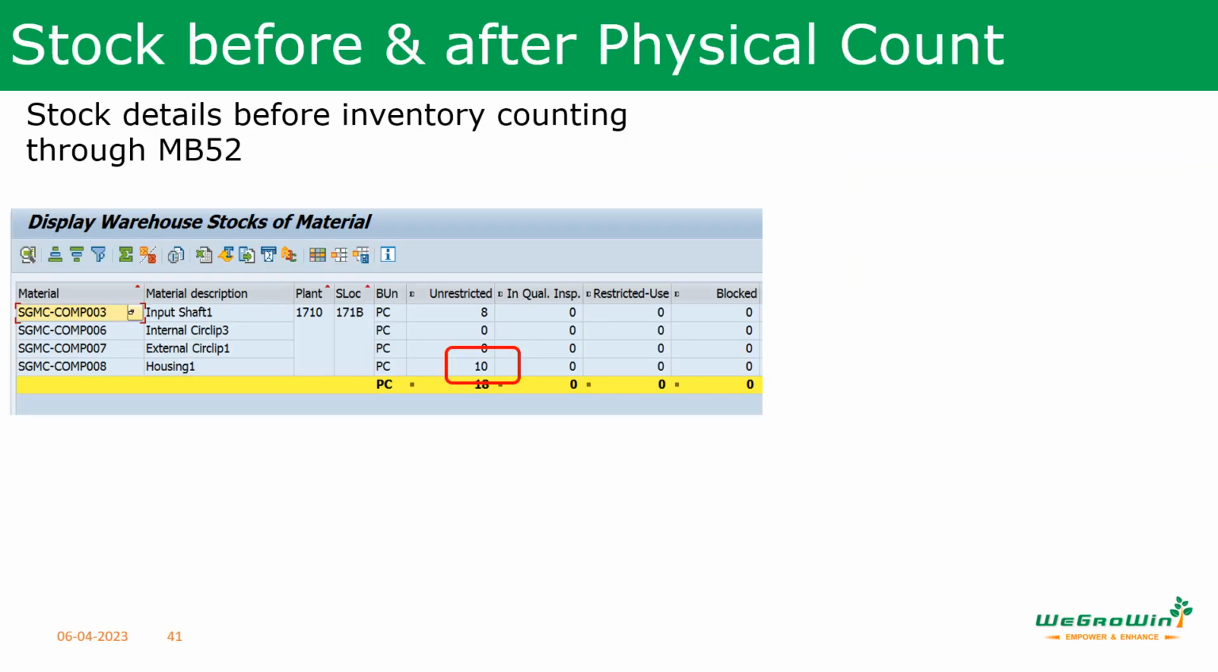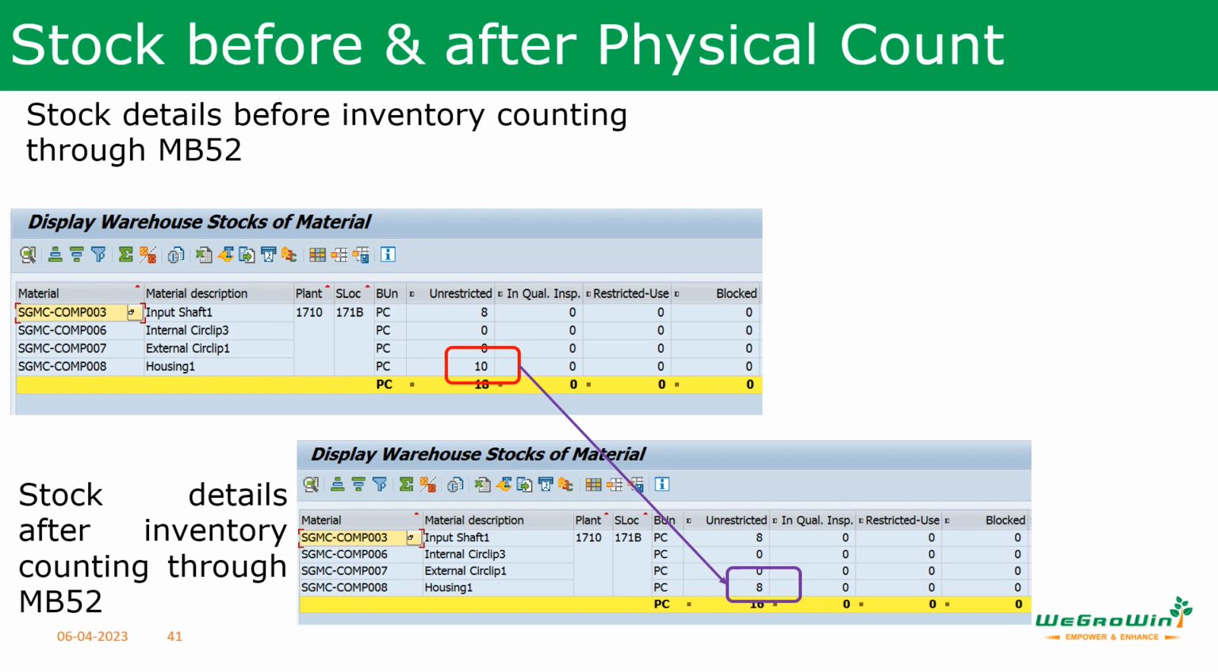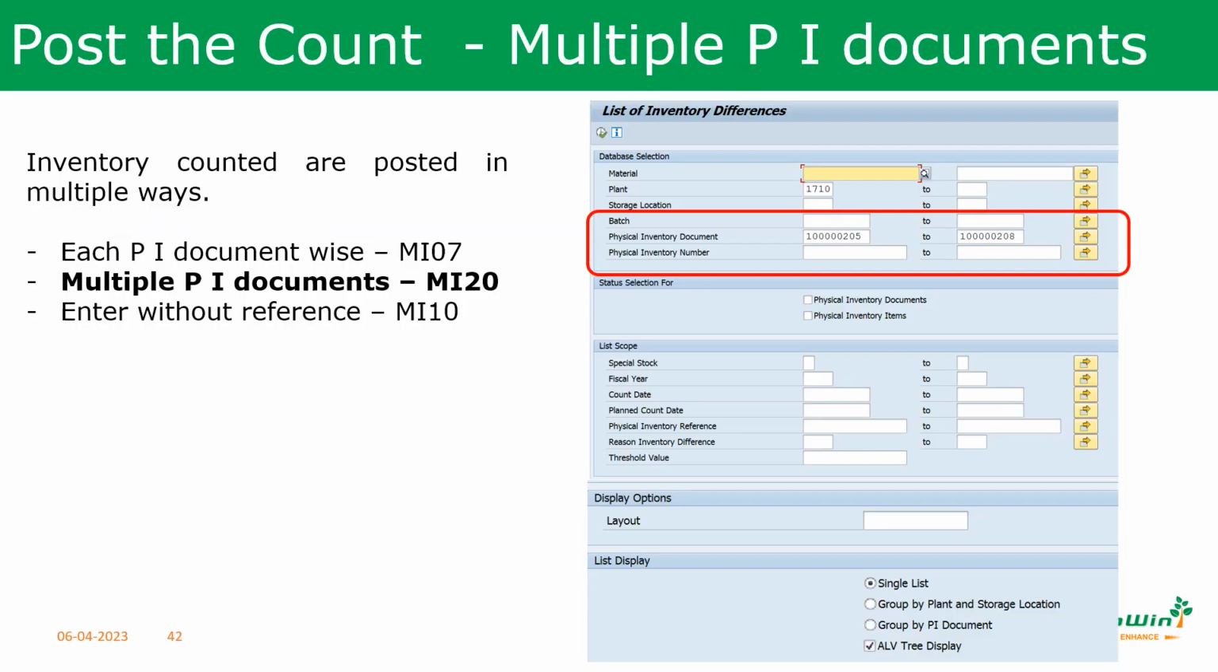So now for our checking purpose, let us compare the stock before inventory counting, which was taken through MB51, and then the stock which appears after the inventory counting, again taken through MB52. We can see the physical stock of 8 numbers is updated in the system. Now we will discuss posting the inventory for multiple physical inventory documents through MI20.